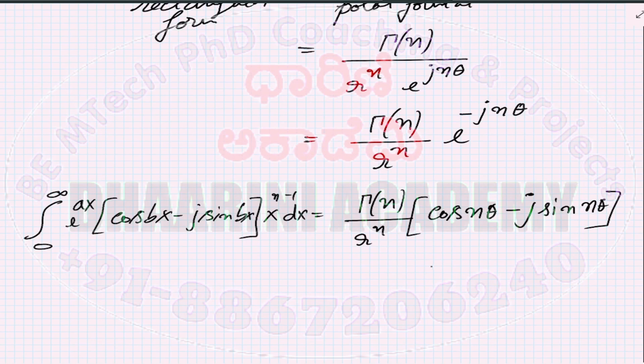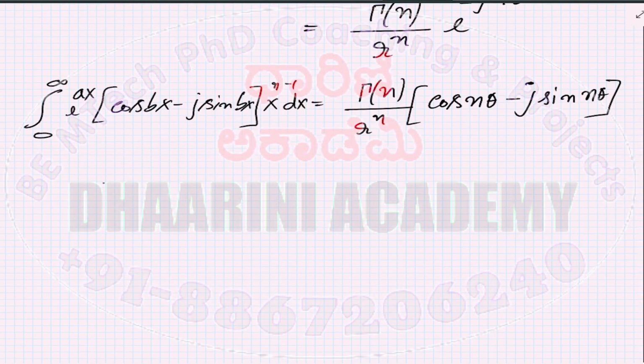Okay, how do you do that? You can do it in the following fashion. Let me write the terms expanded now. First integral is like this: integral 0 to infinity e to the ax cos bx. I'll multiply the x to the n minus 1 inside. So this is into x to the n minus 1 dx, my first term.